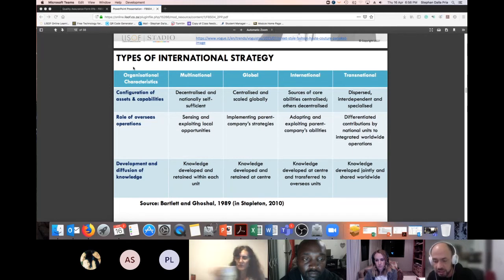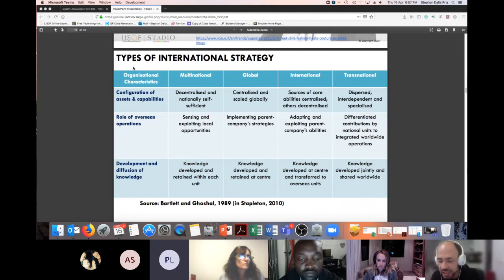Does that make sense? So it's not like they've got their own. Remember what I said with multinational. Knowledge is developed and retained within each unit. So what that means is that TFG London is TFG London. Okay. That it operates by itself in a cluster. Does that make sense? But we now know that it doesn't work like that.